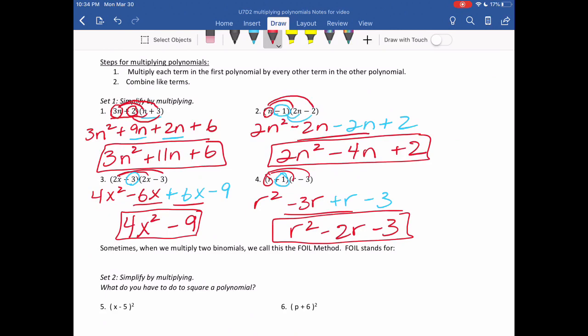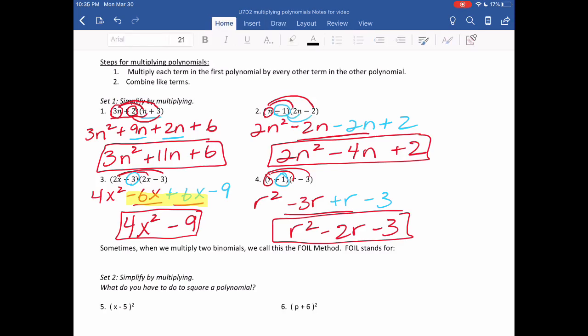All right, so check those 2 problems. You're going to notice in problem number 3, something weird happened. These 2 terms, negative 6x plus 6x, when you add them together, they cancel out. They give you 0. So in your final answer, you only have a binomial. You only have 2 terms left, right?